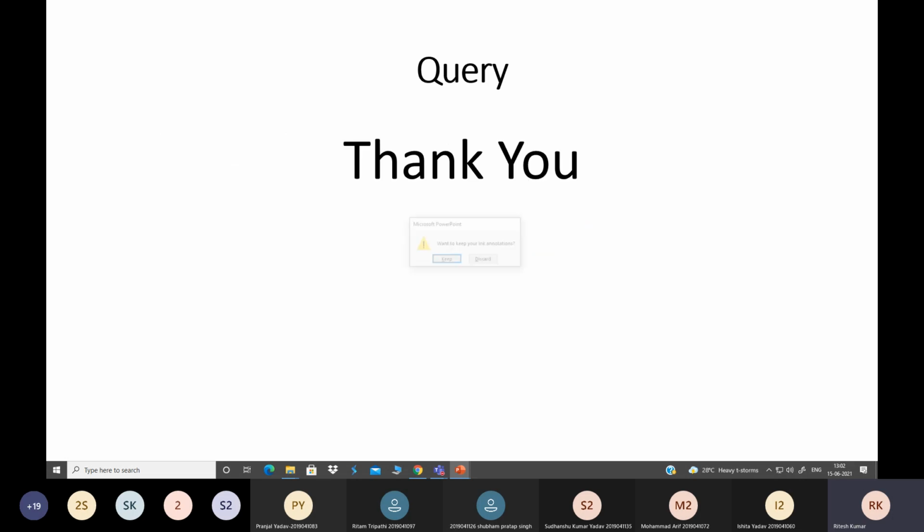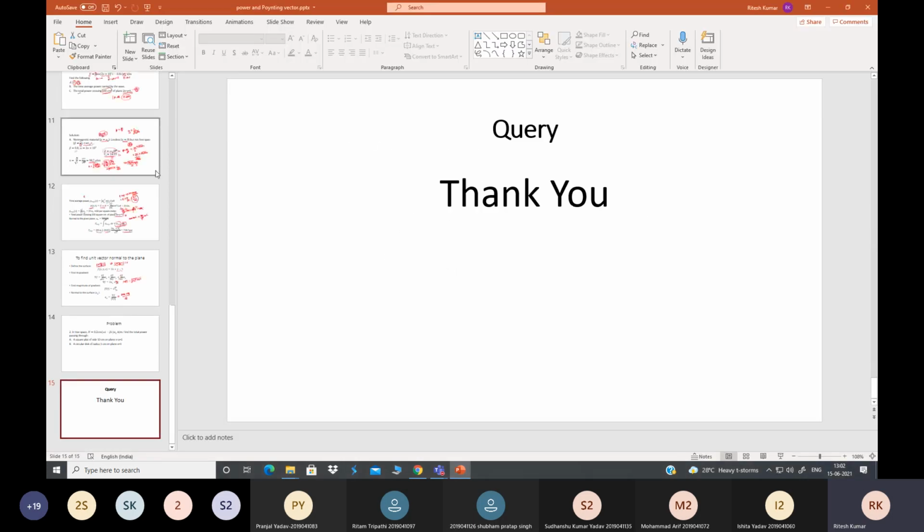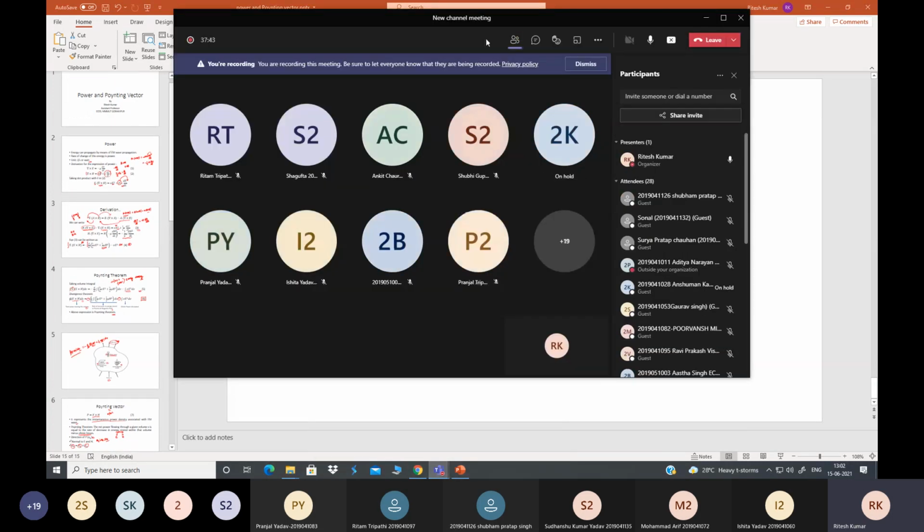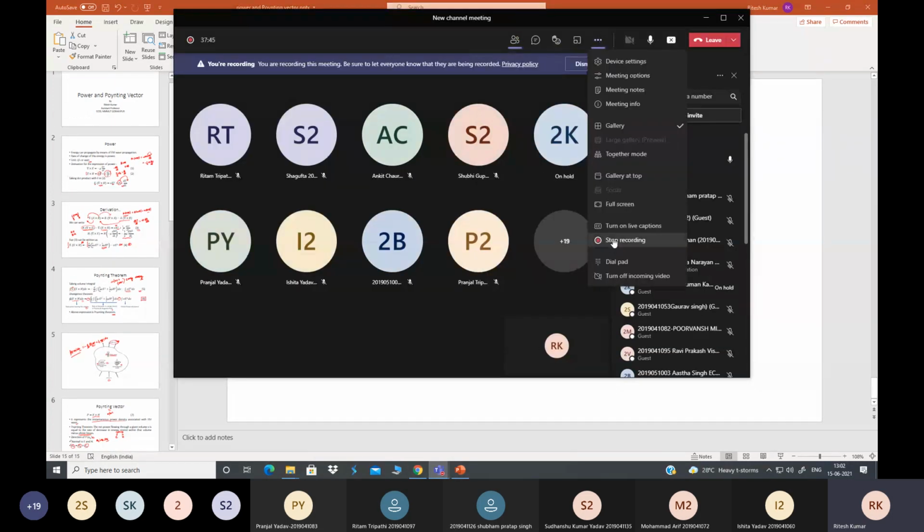So this completes our discussion based on the Poynting vector. There we have seen the different types of power that are associated with it. Any doubt, ask.